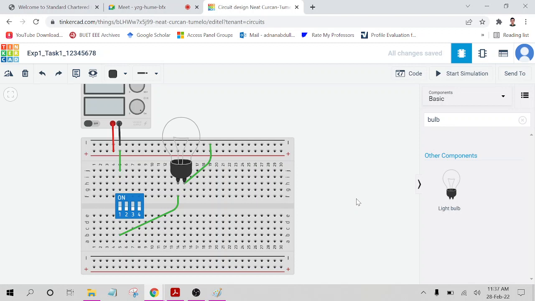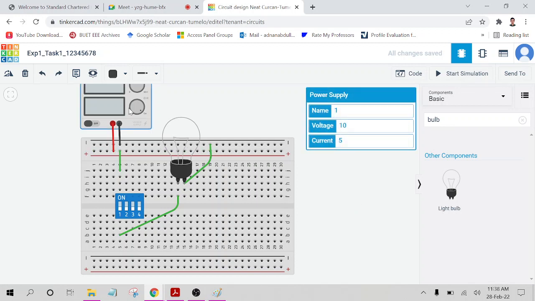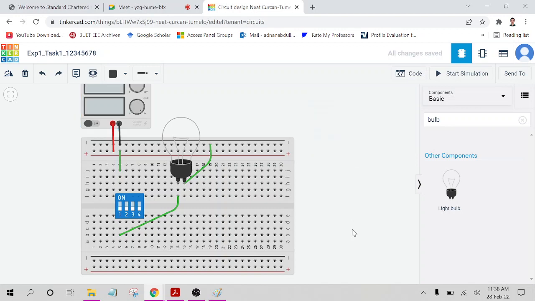Sir, can we check it here? I mean, can we burst the bulb here? Yes, you can burst the bulb. Just put say 100 volt or 200 volt. The bulb will show a symbol of bursting.